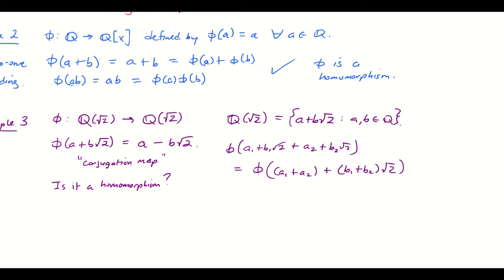Of course, all of this assumes that any element of this field can be expressed in this way in only one way. That's another thing I'm glossing over for right now, just for the sake of the example. But anyway, when we apply phi to this number, we're going to get the same rational part, but the opposite root 2 part. All right. Now, does that agree with what happens if I apply phi to each element individually and then do the addition?